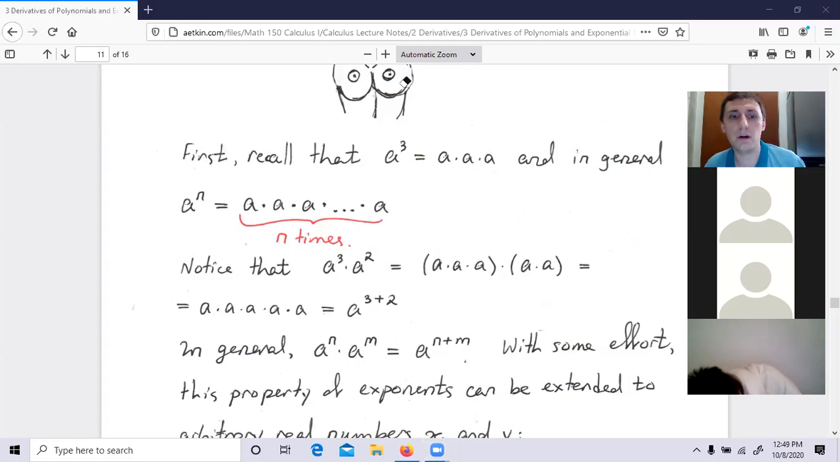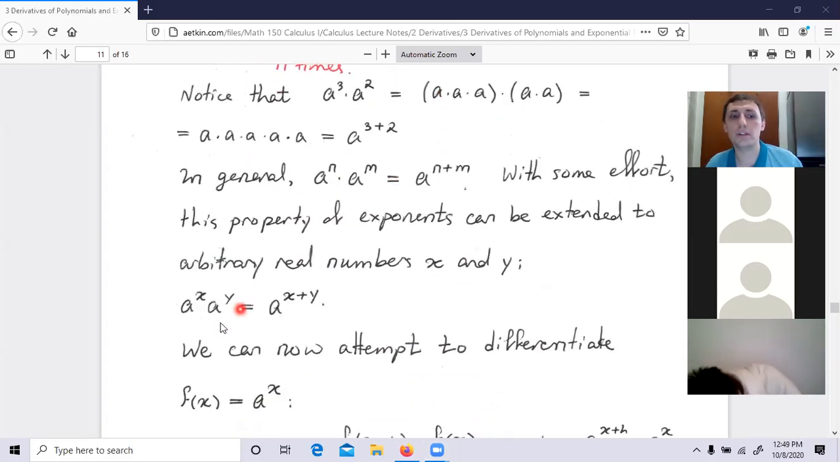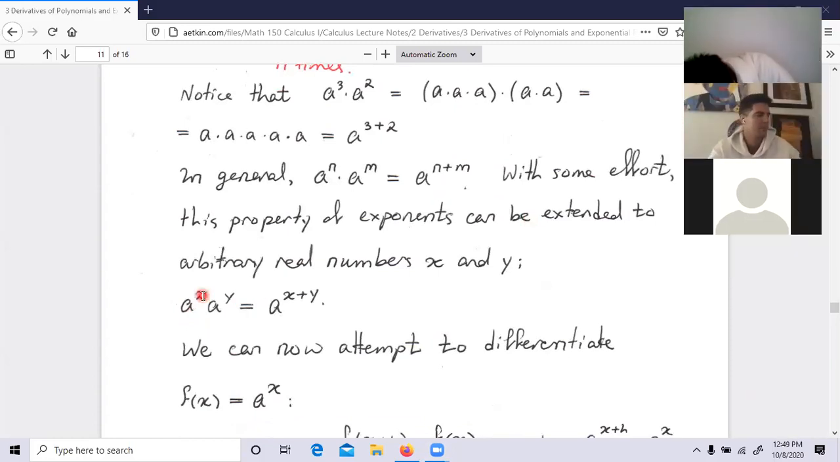With some amount of work, it will be quite a lot of work, but you have to understand what roots are and all sorts of things that you can justify in so many ways. But a to the power of x times a to the power of y will be a to the power of x plus y, regardless of what x or y are. Okay, so now let's try to differentiate a to the power of x for any base.